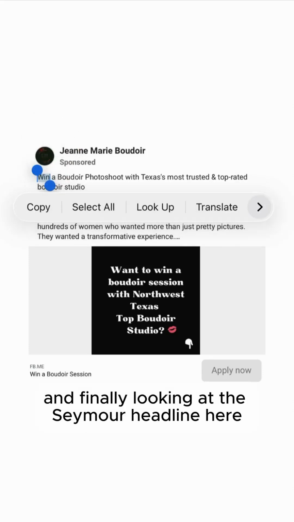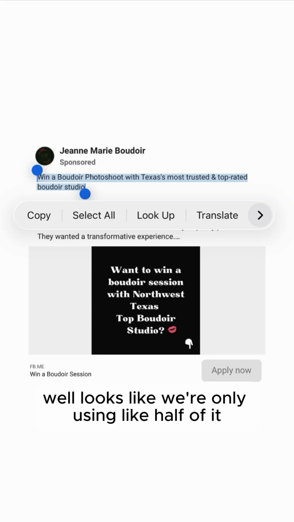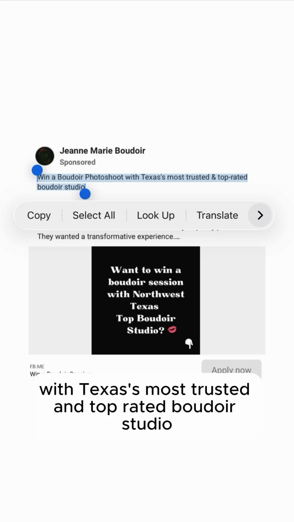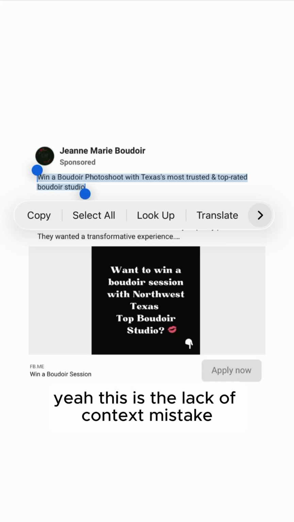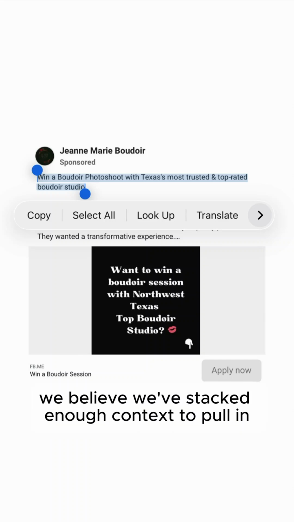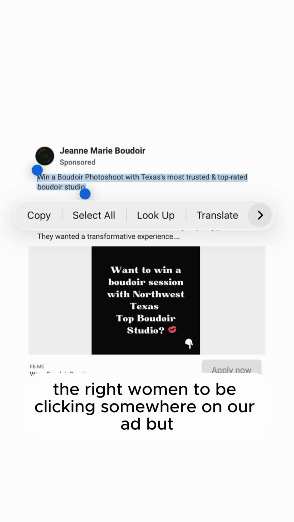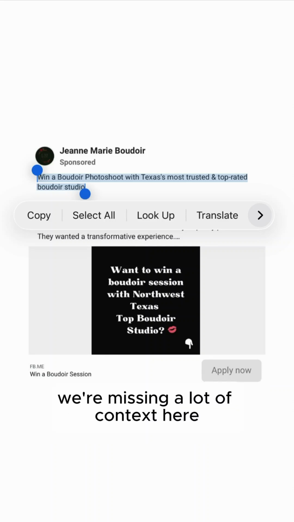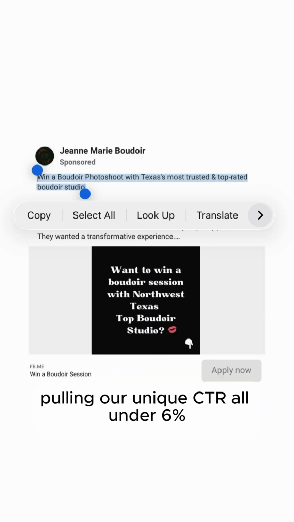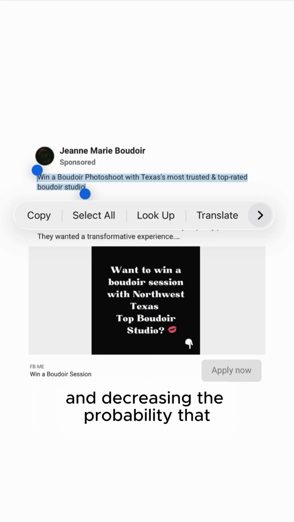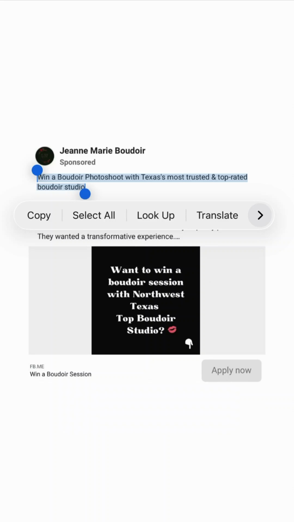And finally, looking at the see more headline here, first 2 3/4 lines, Facebook newsfeed mobile. Well, it looks like we're only using like half of it. But let's see, when a boudoir photo shoot with Texas's most trusted and top rated boudoir studio. So this is the lack of context mistake. The false belief that caused us to make this mistake is we believe we've stacked enough context to pull in A, a large number of women, and B, the right women to be clicking somewhere on our ad. But that's 100% incorrect. We're missing a lot of context here that could help. So as a consequence, way, way, way more women are going to be scrolling by our boudoir Facebook ads than necessary, pulling our unique CTRL under 6% and increasing the probability that we have BLCS, aka boudoir low click syndrome.